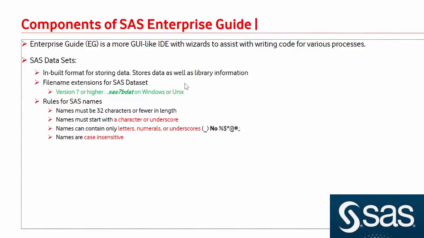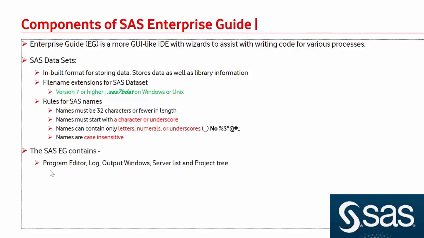Now coming to SAS names, there are a few rules to be remembered, like the length of the name can be of maximum 32 characters only, and it must start with a letter or underscore, but not with a number or other special characters like $, etc. And the rest of the name can contain letters, numerals, and underscore only. As we spoke in the previous slide, they are case insensitive.